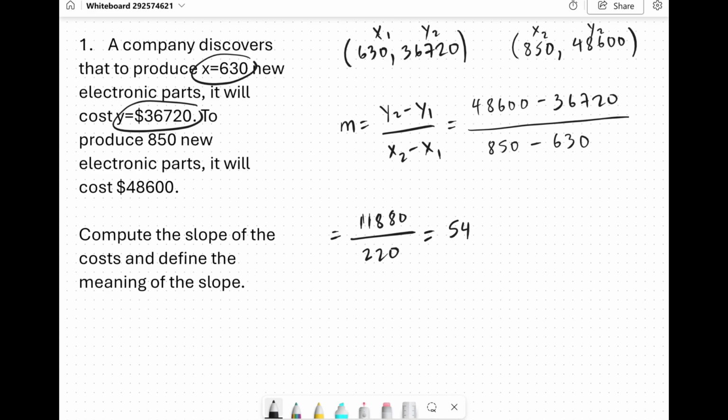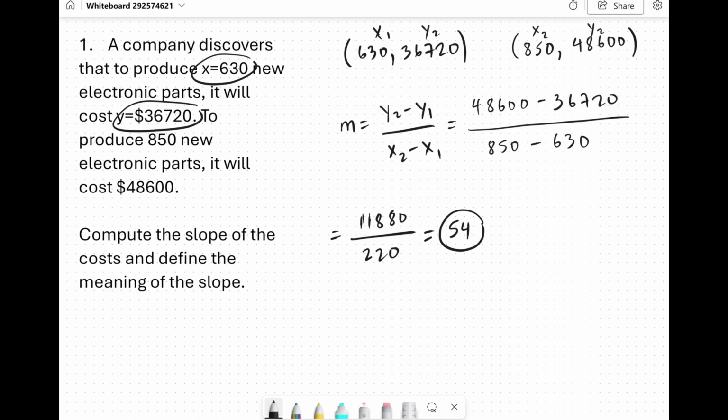For problems where you have context that ask you to find the slope, even if 220 does not evenly go into 11,880, I would like for you to create a decimal and still have this one number, not a fraction. And that's a general rule for word problems. Unless the word problem specifically asks you for a fraction, it is a good idea to do a decimal.